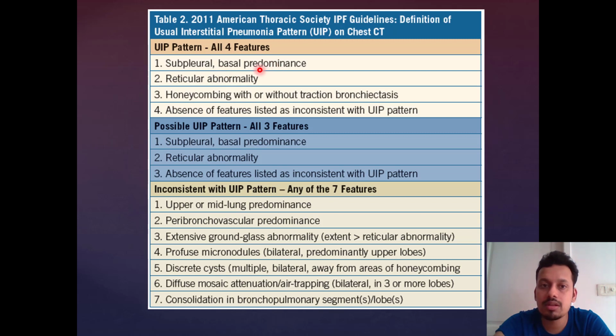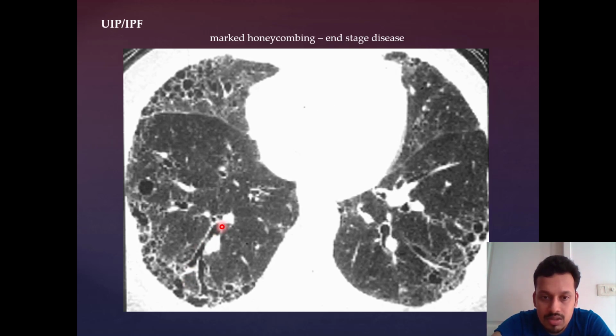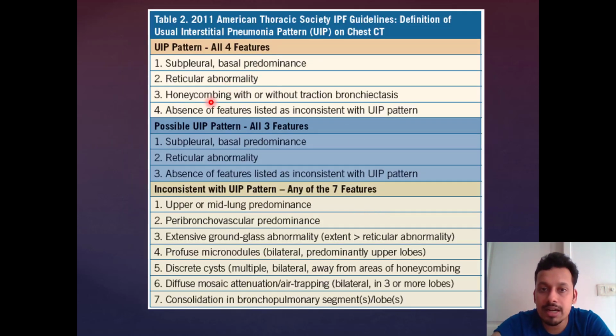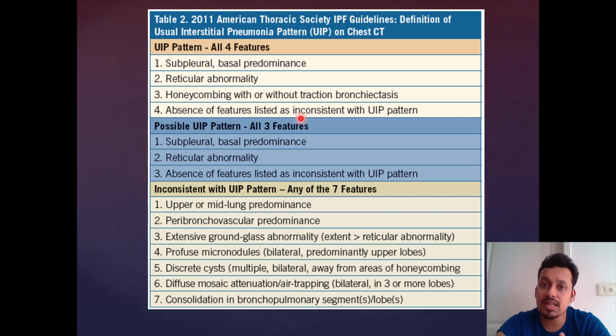Subpleural and basal predominance, reticular abnormalities in which the interlobular septa would be affected, and honeycombing with or without traction bronchiectasis. This is actually not true bronchiectasis. Because of the fibrosis, the bronchi are stretched out and they appear as traction bronchiectasis. So that is another feature, honeycombing with or without traction bronchiectasis, and absence of features inconsistent with UIP. That means if the patient has upper lobe predominant disease, multiple centrilobular nodules, or consolidation, those are not typical of a UIP pattern.